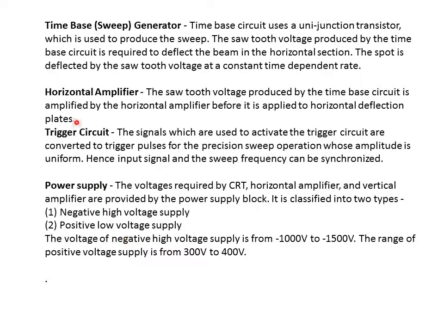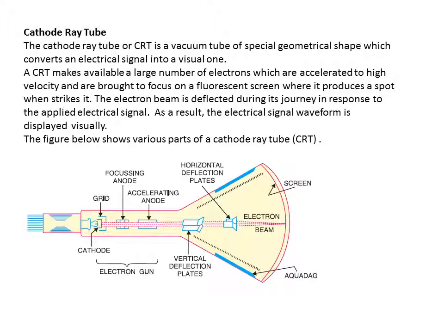So these are all the functions of the blocks in the block diagram of CRO. So the next topic is cathode ray tube. Here we can see the diagram of the cathode ray tube.